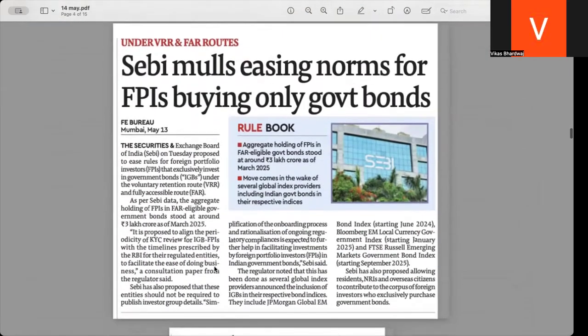Again, we have been talking about the Securities and Exchange Board of India. It is moving, easing norms for FPIs buying only government bonds. So this is a kind of facilitation. This is a part of KYC. This is a part of ease of doing business. So please think, I want to ask you 3 or 4 measures which you think India must take in order to mature its capital market, both primary and secondary.